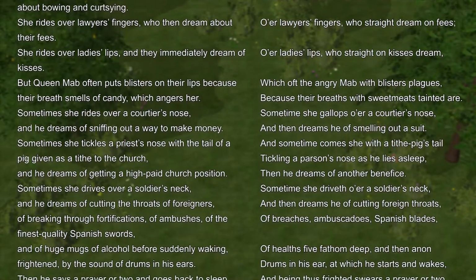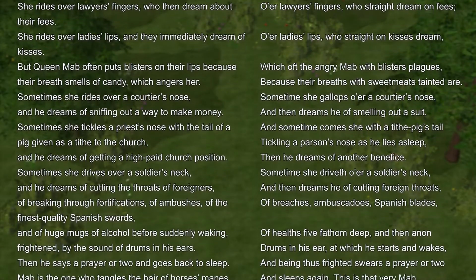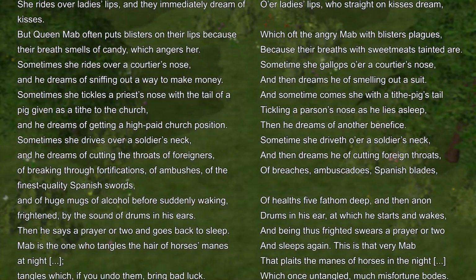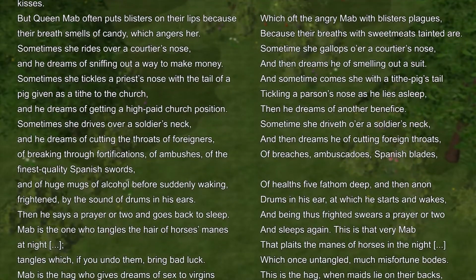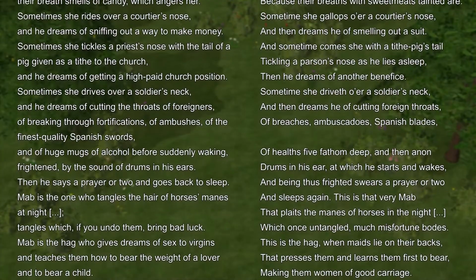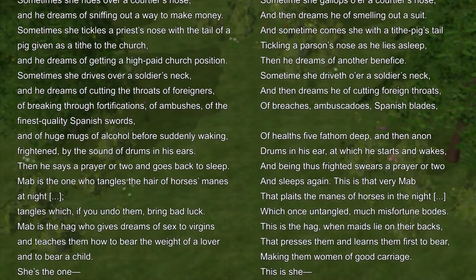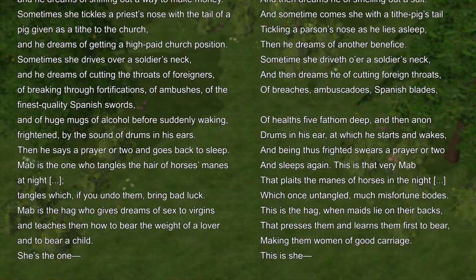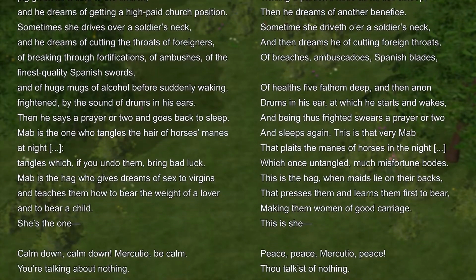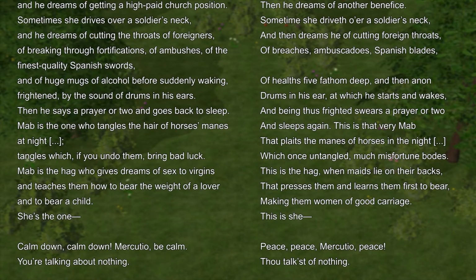Sometimes she drives over a soldier's neck, and he dreams of cutting the throats of foreigners, of breaking through fortifications, of ambushes, of the finest quality Spanish swords, and of huge mugs of alcohol before suddenly waking, frightened, by the sound of drums in his ears. Then he says a prayer or two and goes back to sleep. Mab is the one who tangles the hair of horses' manes at night, tangles which, if you undo them, bring bad luck. Mab is the hag who gives dreams of sex to virgins and teaches them how to bear the weight of a lover and to bear a child. She's the one, and then Romeo cuts him off.